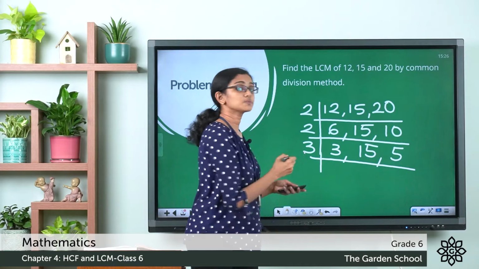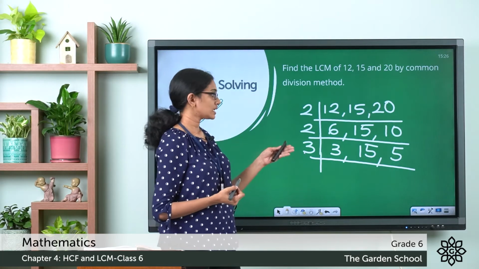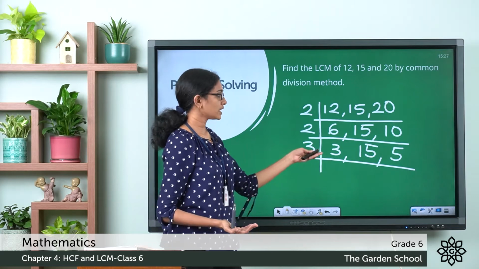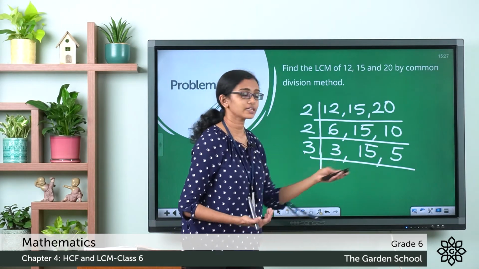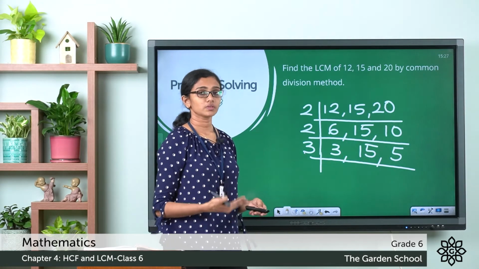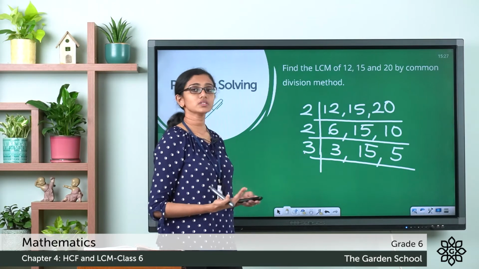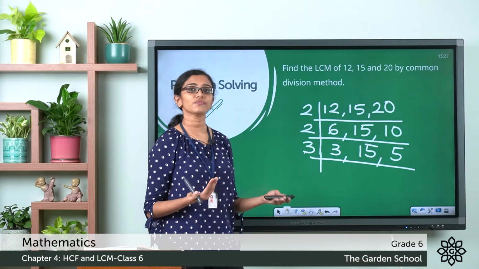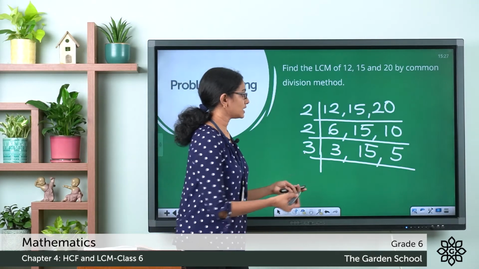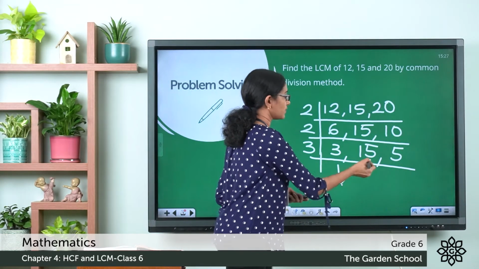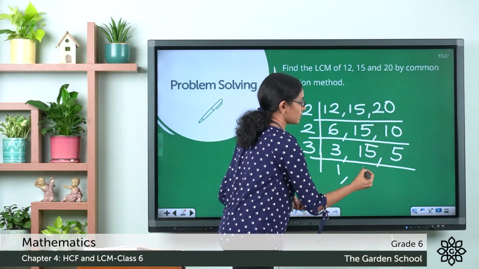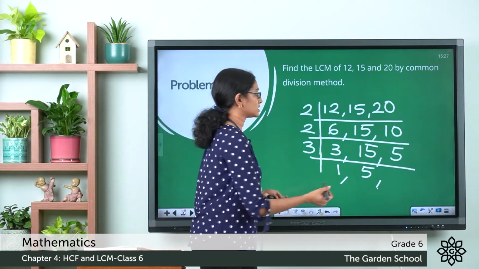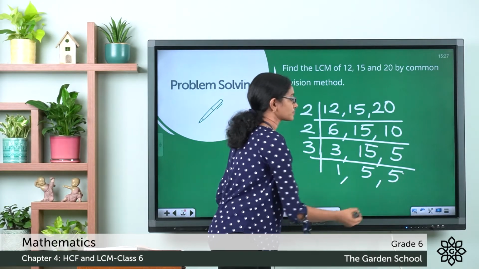We are going for the smallest possible prime number in each case. So let's write 3. We could also use 5 here so that 15 and 5 can be divided, but we are trying to divide with the lowest possible prime divisor. Hence we took 3 here instead of 5. So 3 divided by 3 gives you 1. Now 15 divided by 3 gives you 5. Now 5 cannot be divided by 3, hence let's write 5 as such.